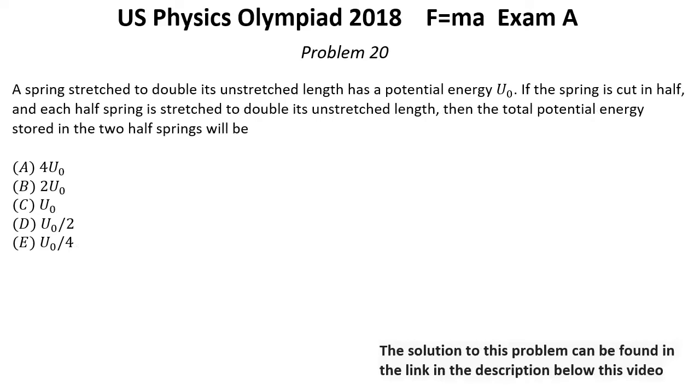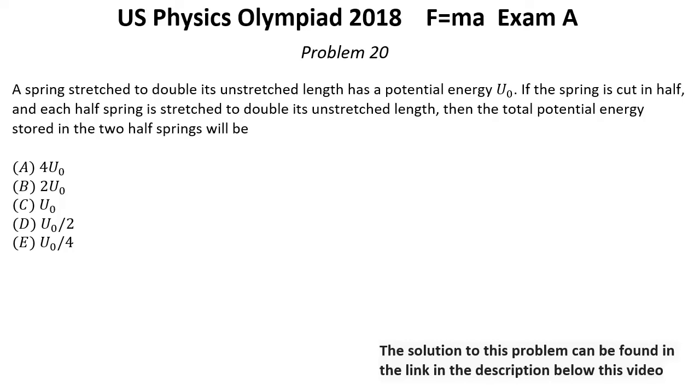A spring stretched to double its unstretched length has a potential energy U0. If the spring is cut in half and each half spring is stretched to double its unstretched length, then the total potential energy stored in the two half springs will be next one. Solution for problem number 20.